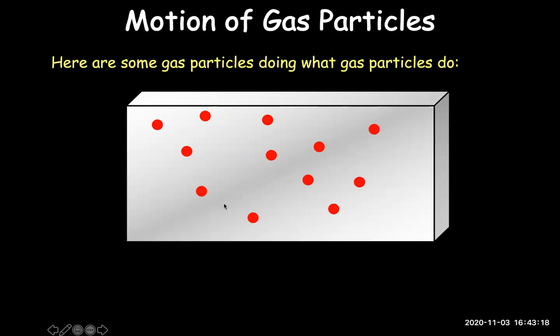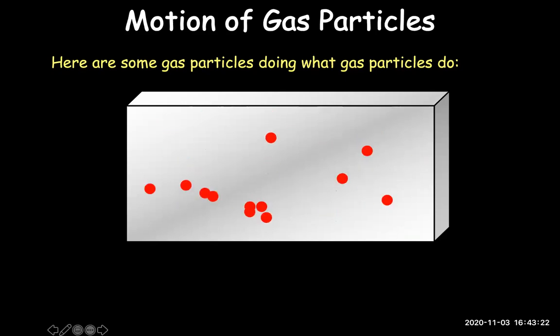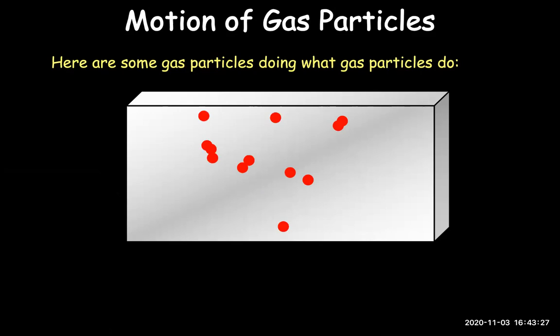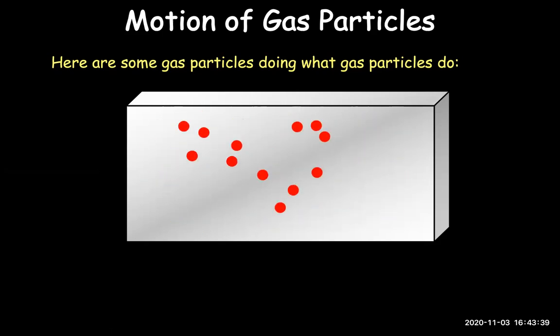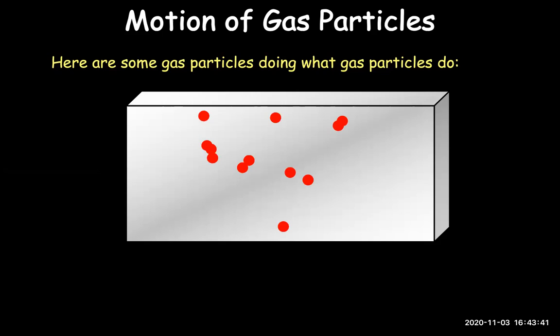Here are some gas particles, and I'm going to let them do what gas particles do, which is move around freely, bumping into the sides of the container, moving very, very fast and free. They're not really constrained by anything, not holding on to each other, no forces of attraction between them. They're just doing what they want, a little bit like students.